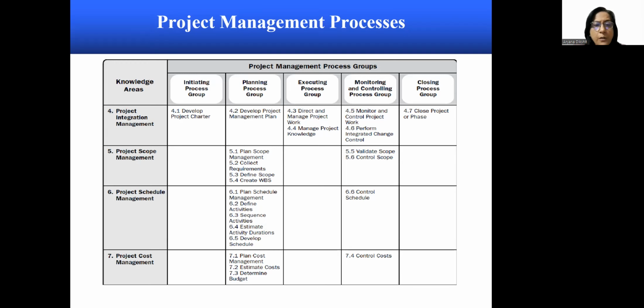Then we have project cost management, where there are 3 processes under the planning process group, which are plan cost management, estimate costs, and determine budget. Under the monitoring and control process group, we have control costs.